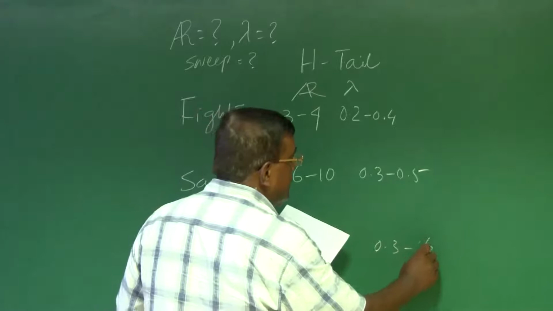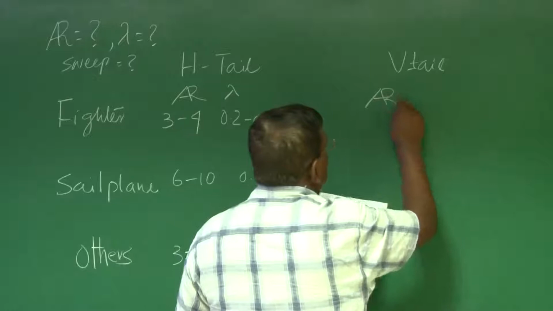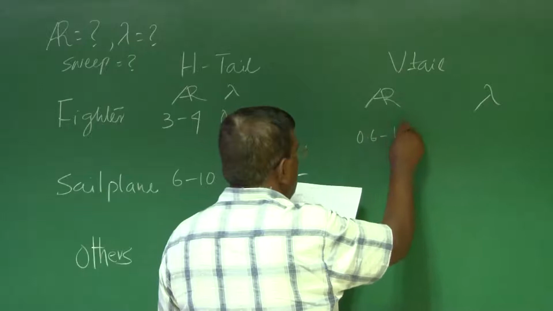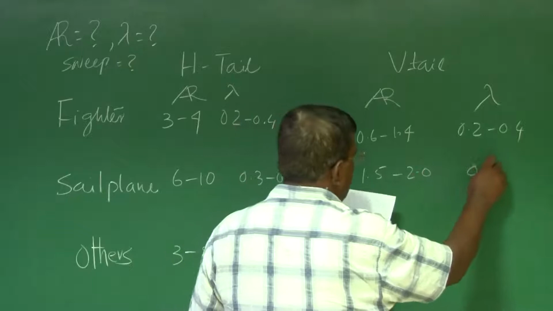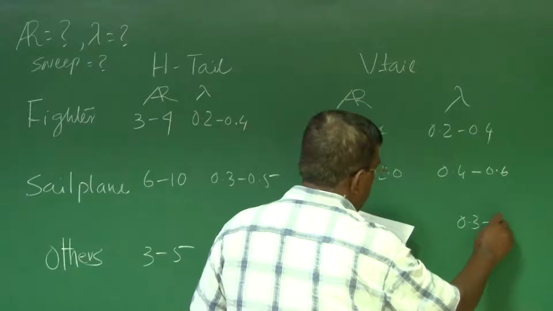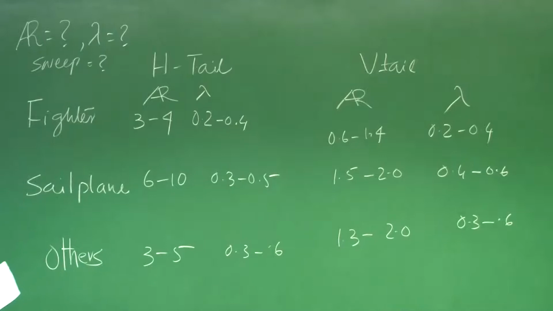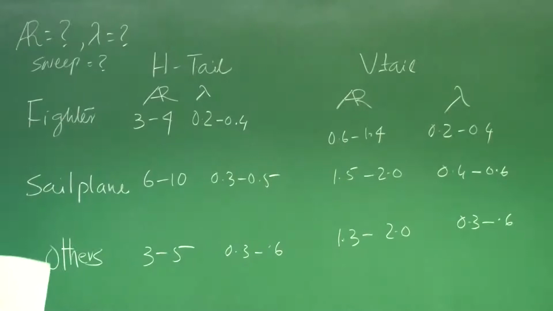And if you see the vertical tail, the numbers show aspect ratio and taper ratio: this is 0.6 to 1.4 and 0.2 to 0.4, 1.5 to 2.0 and 0.4 to 0.6, and it could be 1.3 to 2.0 and 0.3 to 0.6. These are typical numbers, and what you should notice is that the aspect ratio of the vertical tail is much less compared to the aspect ratio of the horizontal tail.